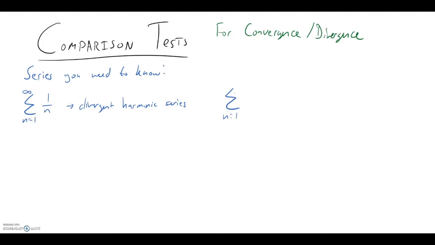The second series you need to know will be the sum of the terms from 1 to infinity for the geometric series, a times a common ratio r to the n minus 1, which converges when the absolute value of the common ratio is less than 1.